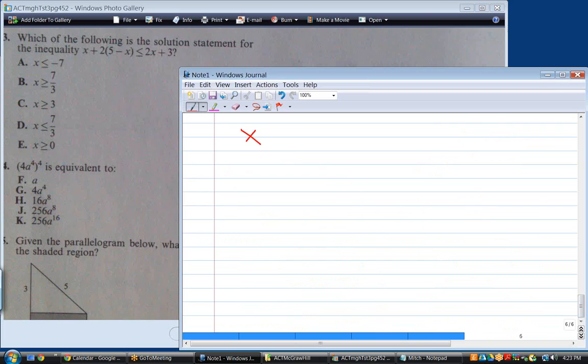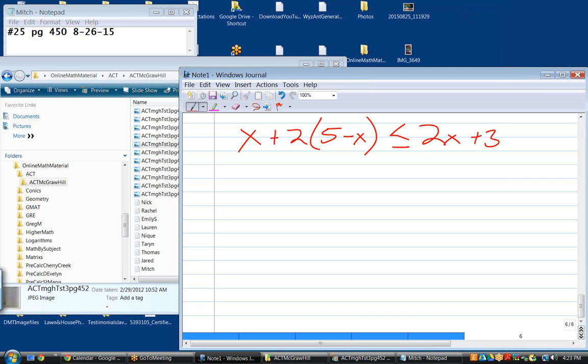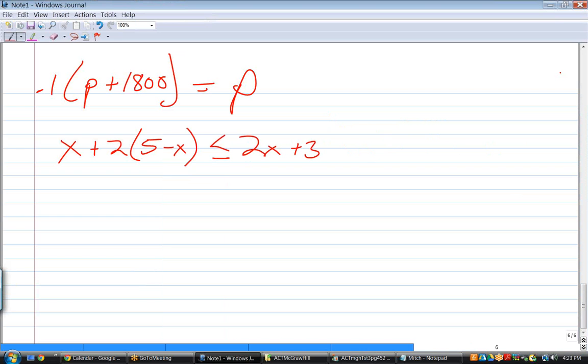Let's make sure we go through this. Sometimes if there's an easy way to answer a problem, I'll show it to you, but I want to make sure you know how to solve this. So, multiple choice or not, solve this.